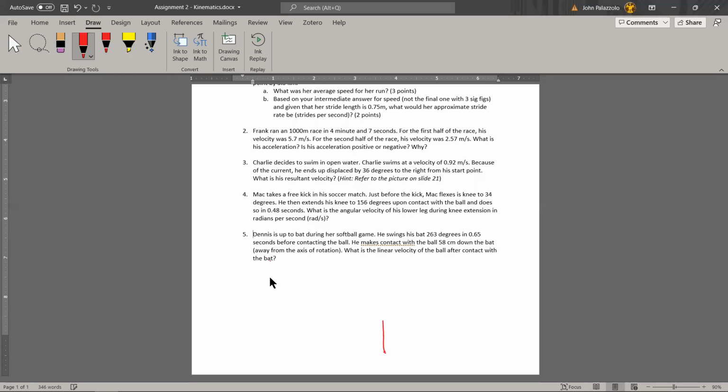I'm going to say this is Charlie swimming across the river, this arrow right here. And he's swimming at, what was it, 0.92 meters per second. But the current displaces him by 36 degrees to the right. So he's really swimming like this because the current is pulling him to the right. So this is 36 degrees.